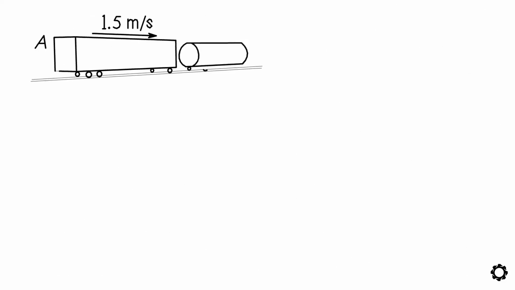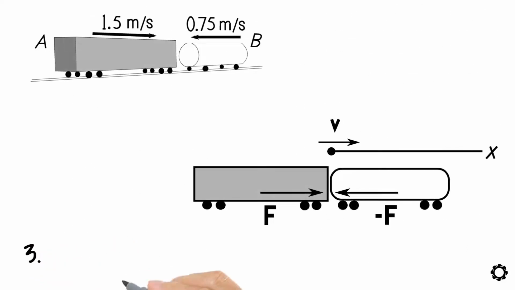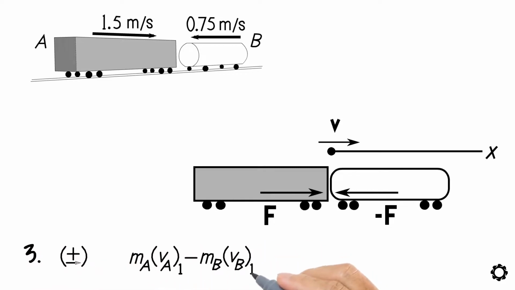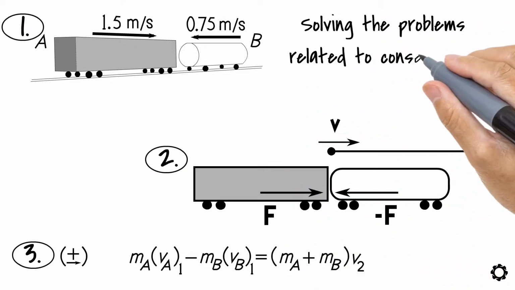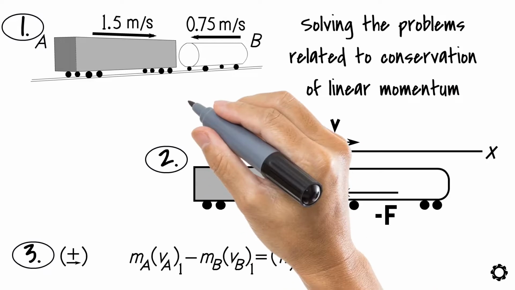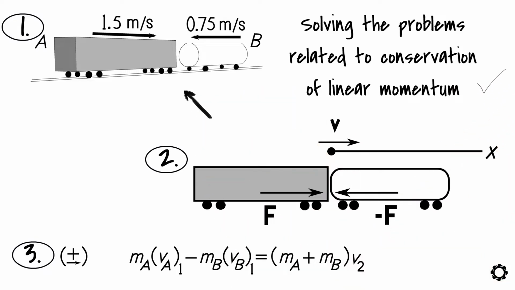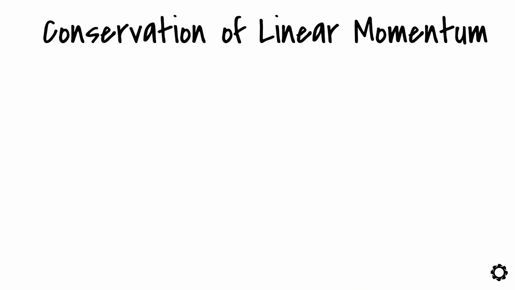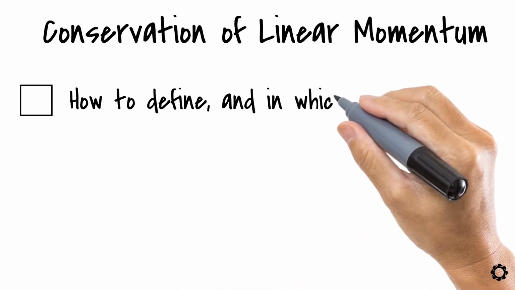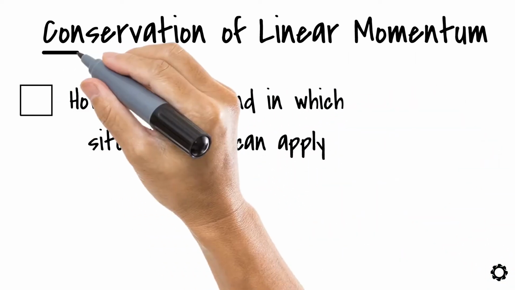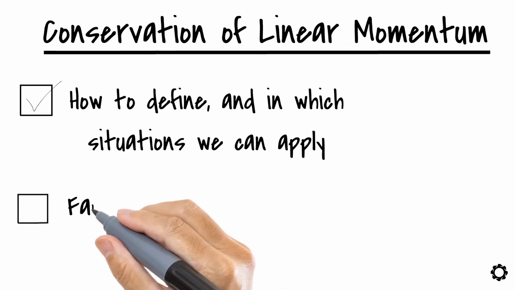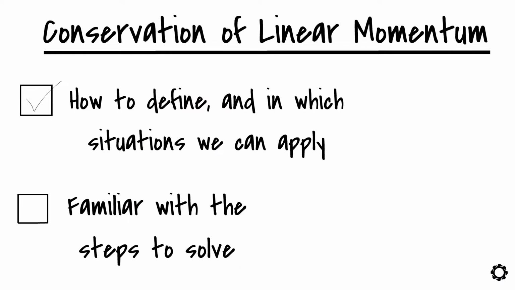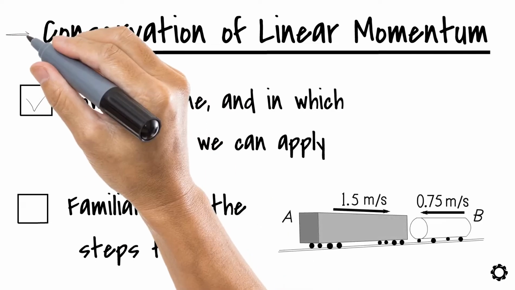After we have drawn the necessary diagrams, we can start to apply the conservation of linear momentum in the appropriate direction. And that's it. These are the steps for solving the problems related to conservation of linear momentum for a system of particles successfully. Hopefully, after watching this video, you know how to define and in which situations we can apply the conservation of linear momentum for a system of particles. You are also familiar with the steps to solve a different variety of problems that are related to this concept.